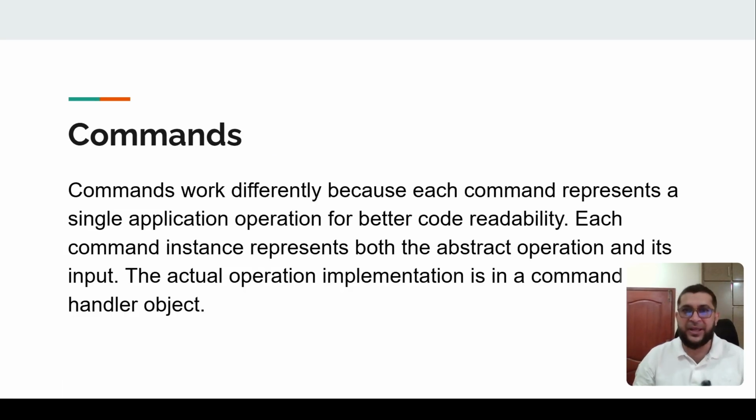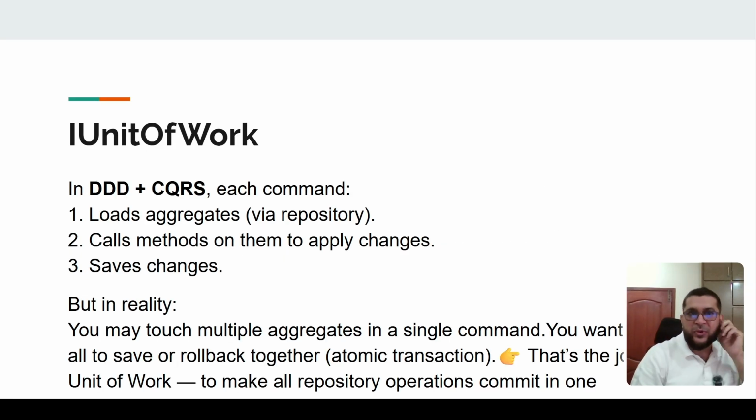Next we have the command. We will see the command in detail. Commands work differently because each command represents a single application operation, for better code readability. For commands, we follow the single repository principle, so each command will have only a single operation, a unit of work. We are following domain-driven design and CQRS. In DDD and CQRS, each command loads the aggregate via the repository, calls methods on it to apply changes, and then saves the changes in the database. First we load, then call the method to apply the changes, then we save. But in reality, you may touch multiple aggregates in a single command.